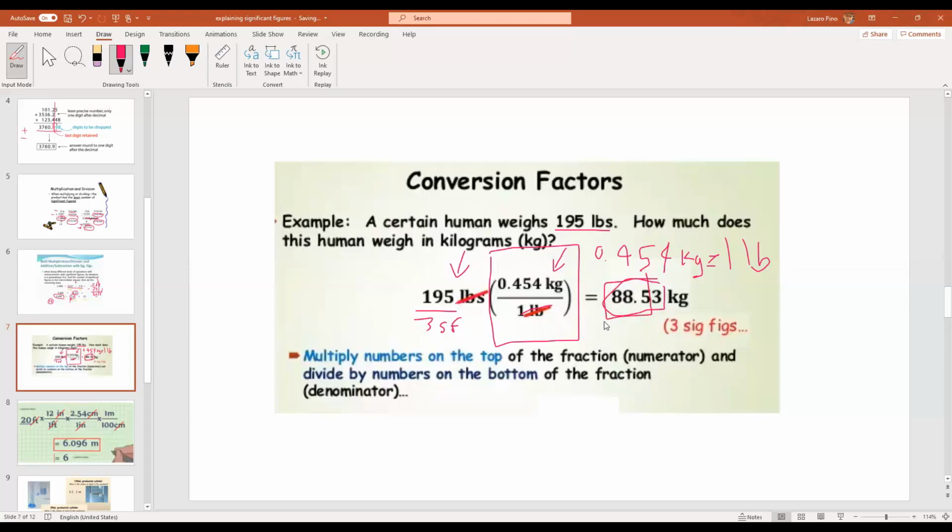Then your answer will be 88.5 kilograms, with three significant figures. Always the given number and the asked number will have the same number of significant figures. It doesn't matter in this case the units or the significant figures in the conversion factor.